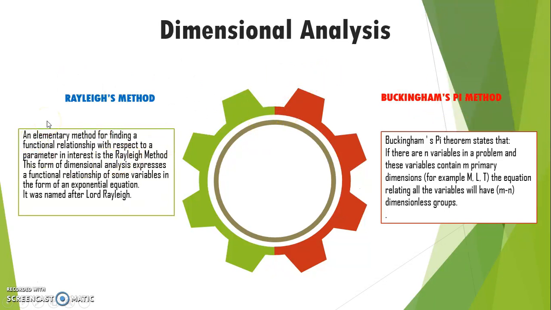Rayleigh's method is an elementary method for finding a functional relationship with respect to a parameter of interest. This form of dimensional analysis expresses a functional relationship of some variables in the form of an exponential equation, and is named after Lord Rayleigh. Buckingham's pi theorem states that if there are n variables in a problem and these variables contain m primary dimensions, for example MLT, the equation relating all the variables will have n minus m dimensionless groups.